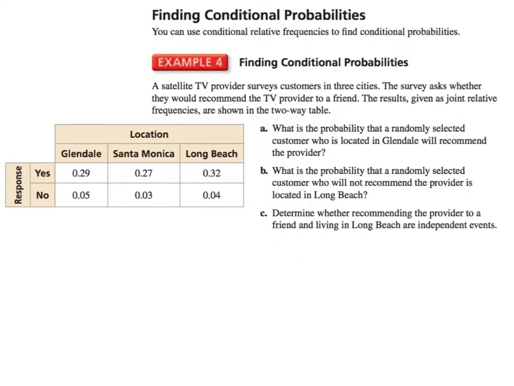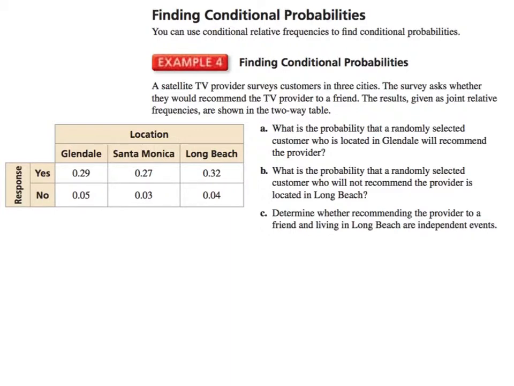So example 4. You can use conditional relative frequencies to find conditional probabilities. Example 4. A satellite TV provider surveys customers in 3 cities. The survey asks whether they would recommend the TV provider to a friend. The results, given as joint relative frequencies, are shown in the two-way table. Notice, joint relative frequencies are just these. They have not added these together to get the marginal relative frequencies.